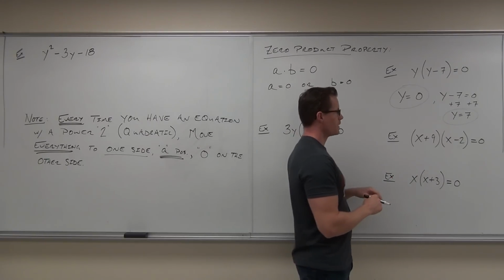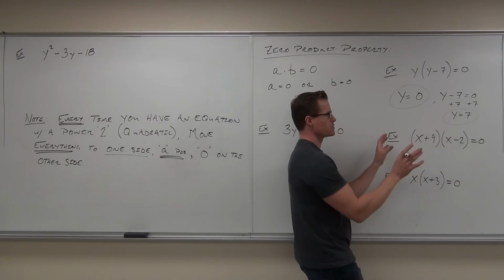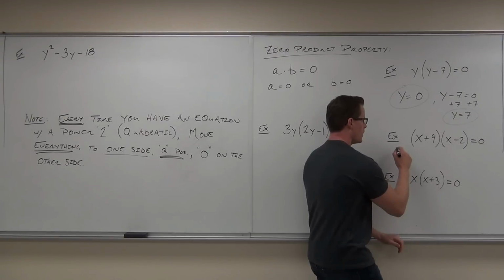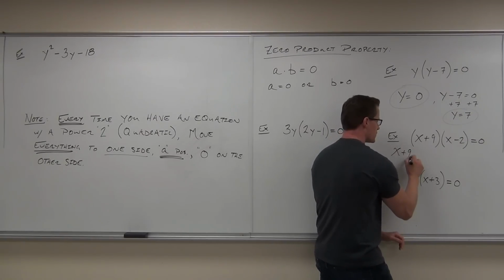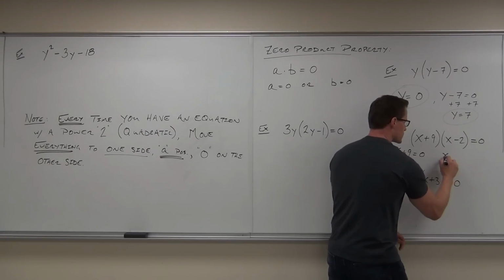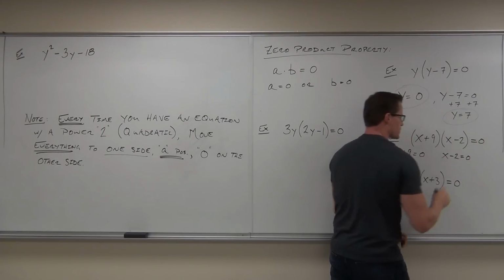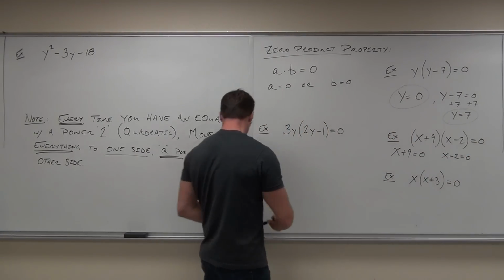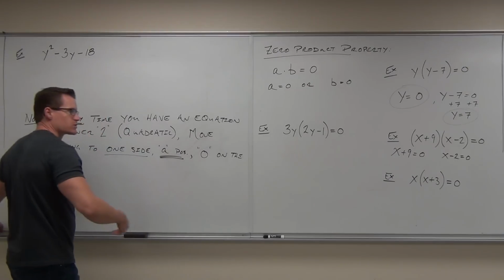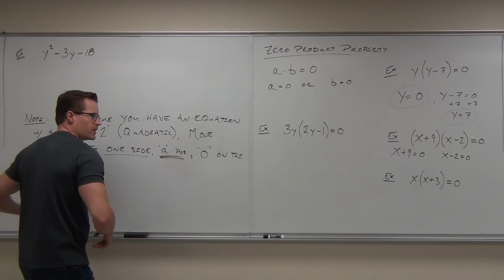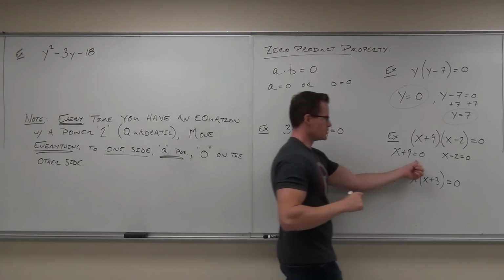So here we go. I don't care how many factors you have, if you have a product that's equal to 0, all you have to do is set each of those factors equal to 0 until you run out of factors. So in our case, we have x plus 9 equals 0, and x minus 2 equals 0. If you were to solve this, how would you do it?